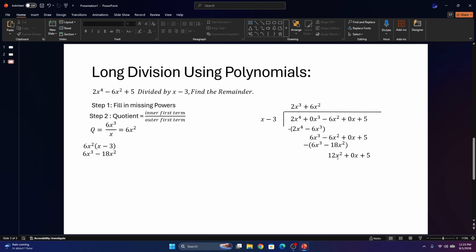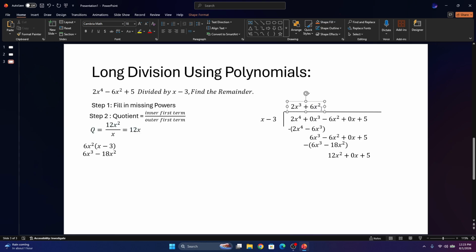So we're just going to get 12x squared, and then we're just going to take all the other values down unchanged. And now that we have again gotten a value, we are going to use our rule again to find the next quotient. So here the new inner first term is 12x squared, while our outer first term remains the same, x, and we're just going to write this down right here, 12x squared divided by x, and it's just going to give us 12x because we remove one power from there. So this is a new quotient.